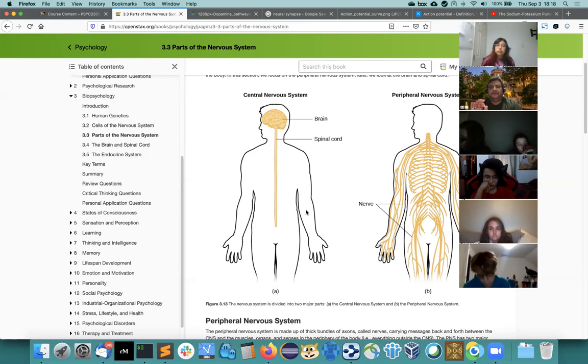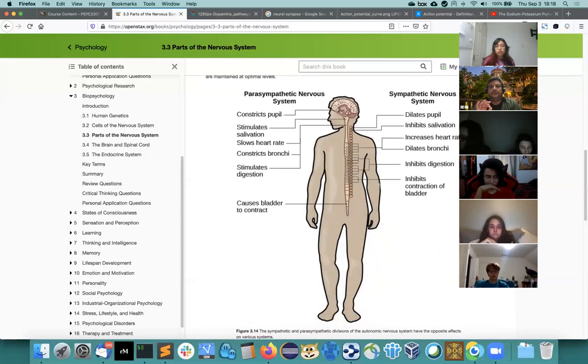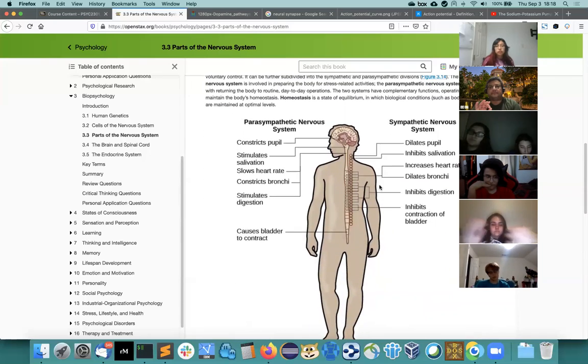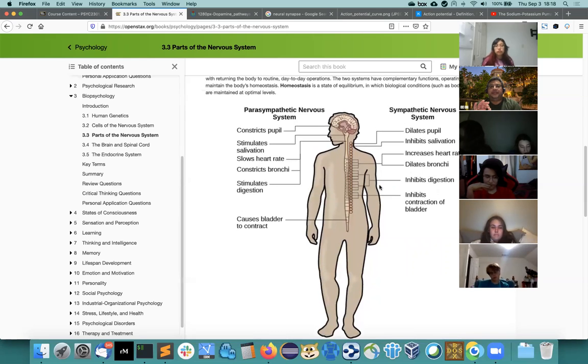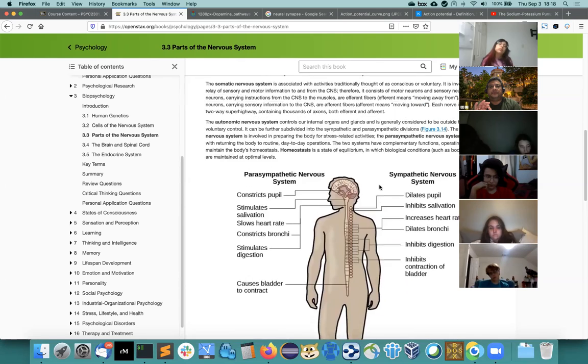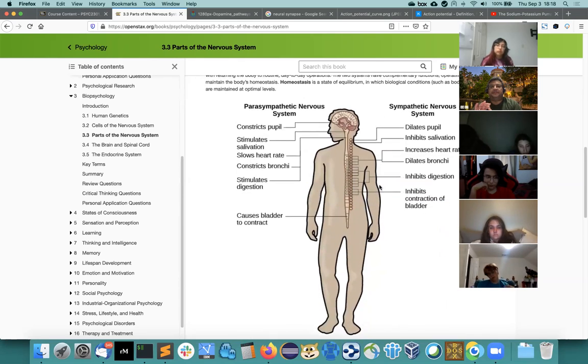So we have the central nervous system and the peripheral nervous system. The central nervous system is broken up into the brain and the spinal cord. That's easy. The peripheral nervous system is itself broken up into two separate parts: the parasympathetic nervous system and the sympathetic nervous system.